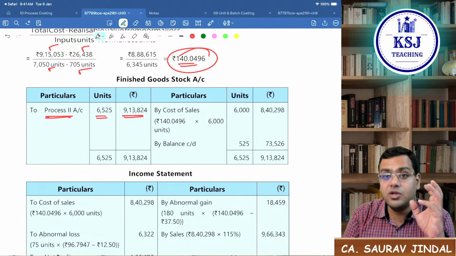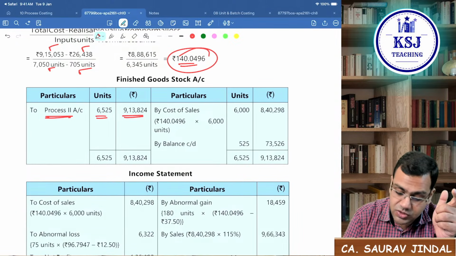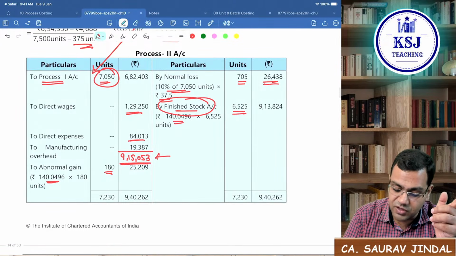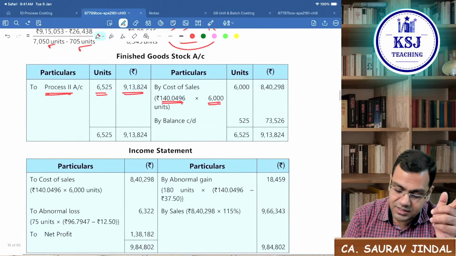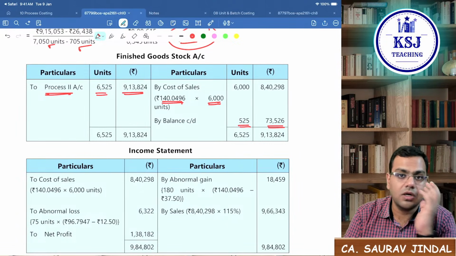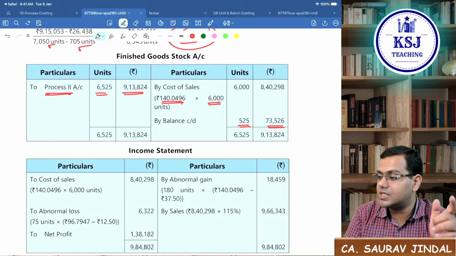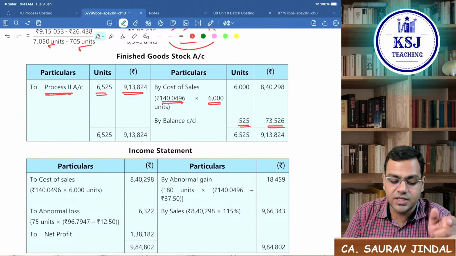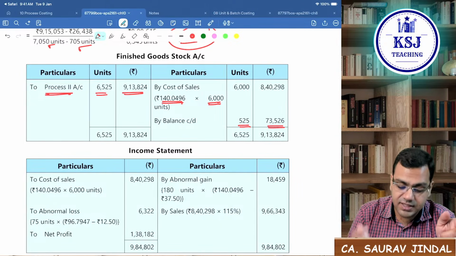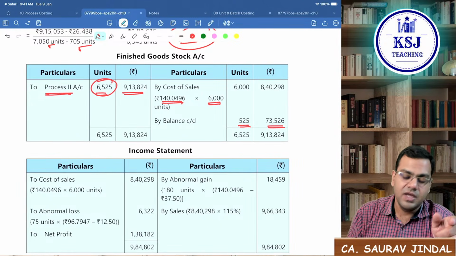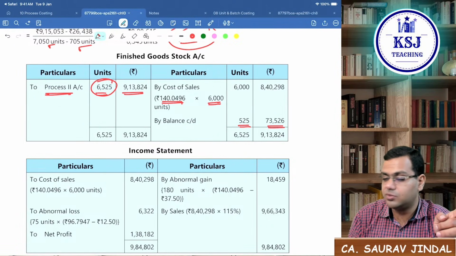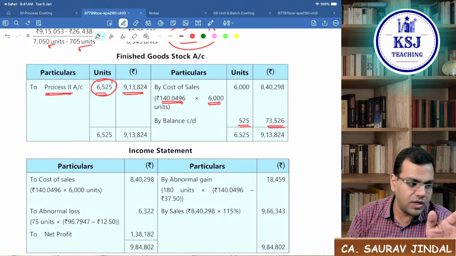Now 6,000 units you are selling, right? So 6,000 units into the value. Now this is the cost at which it is being transferred from process 2. Out of that 6,000 units you are selling, the remaining 525 units will be there in the stock. So this is your finished goods account that they have prepared, right? From process 2 we received 6,525. Out of that we have sold 6,000 units. What is the cost of those 6,000 units which we have sold? The remaining is carried forward to the next period.